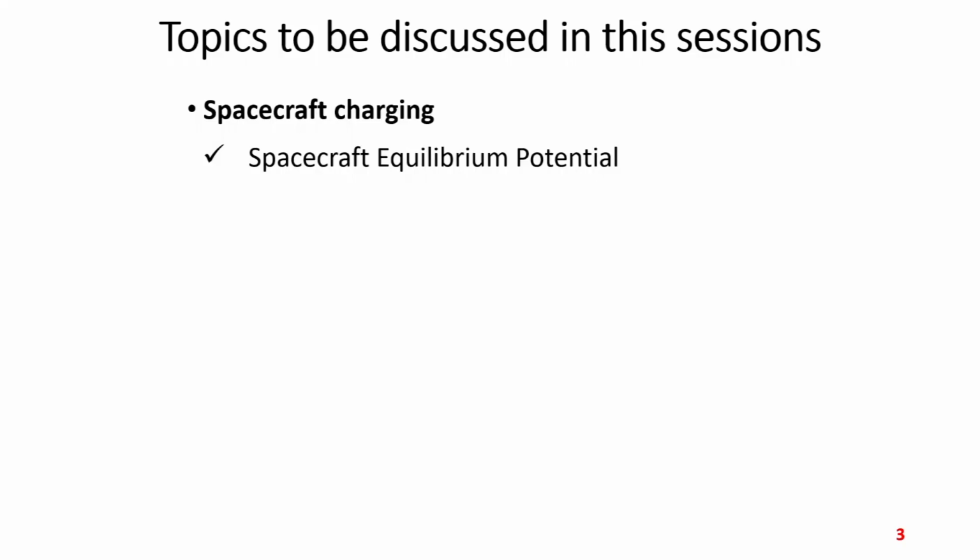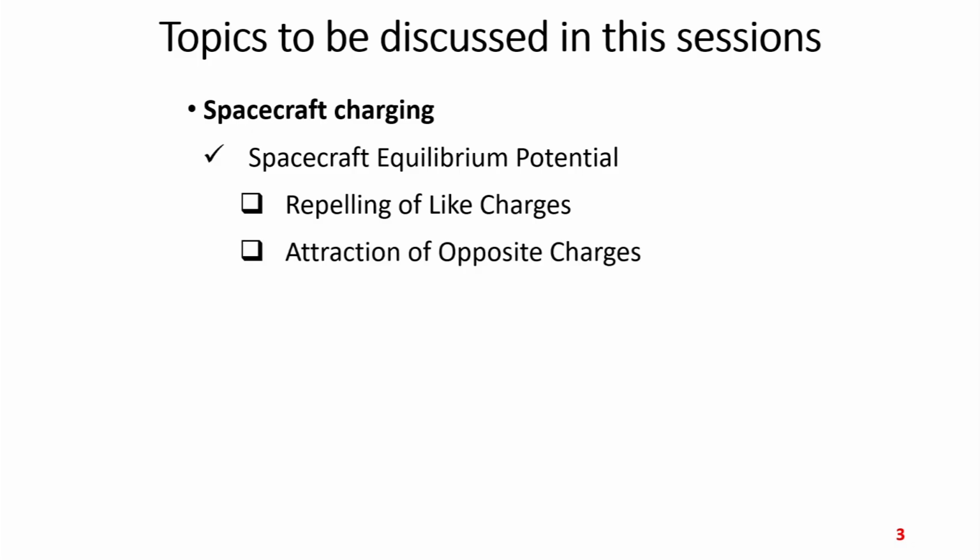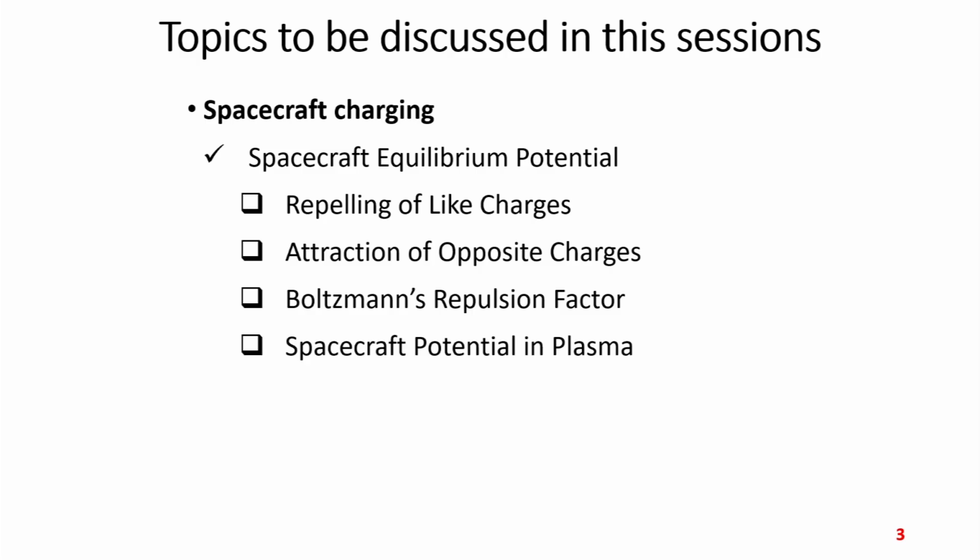I will discuss that. In order to discuss that, we will discuss repelling of like charges, then attraction of opposite charges, and then we will discuss the Boltzmann's repulsion factor. The Boltzmann's repulsion factor here comes from the Maxwell-Boltzmann velocity distribution or energy distribution, which we already discussed, but now we will apply all those things. And then finally, we will find out the spacecraft potential, which we will call a built up potential or the equilibrium potential.